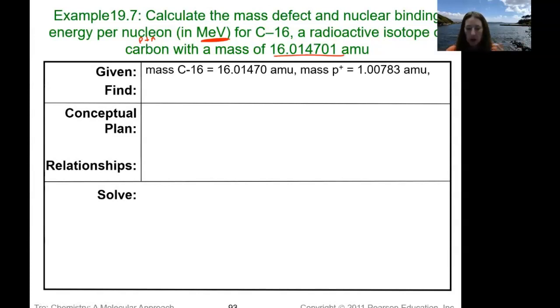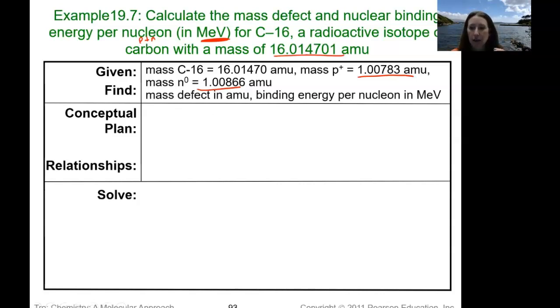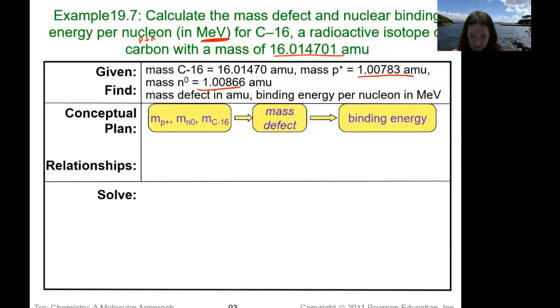Okay, so when we do this, we need to know the mass of the protons and the mass of a neutron. So here's a mass of a proton and a mass of a neutron. Before now, we just said a proton's about 1 and a neutron's about 1. That's not going to work for our calculations. We need many more digits past the decimal point to figure this out. So we're going to find the mass defect in AMU. We need to figure out the difference. We're going to figure out the masses of our nucleus and our nucleons, including our protons and our electrons. Then we're going to figure out the mass defect, and then we're going to use the mega electron volts to figure out the binding energy.